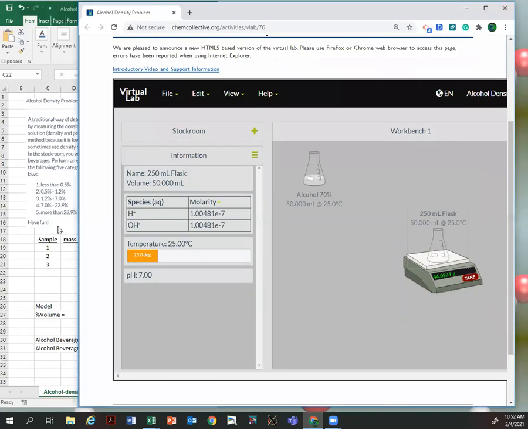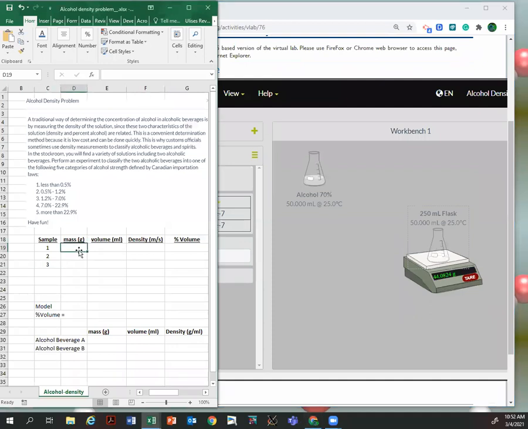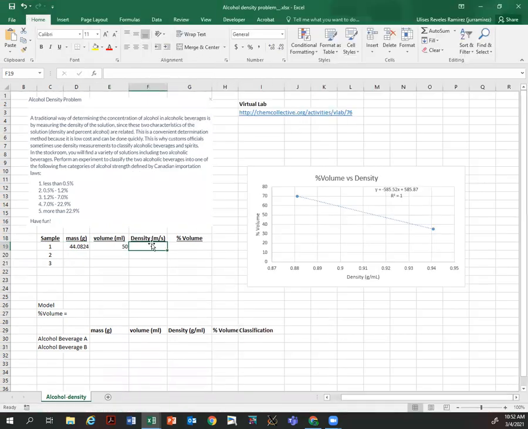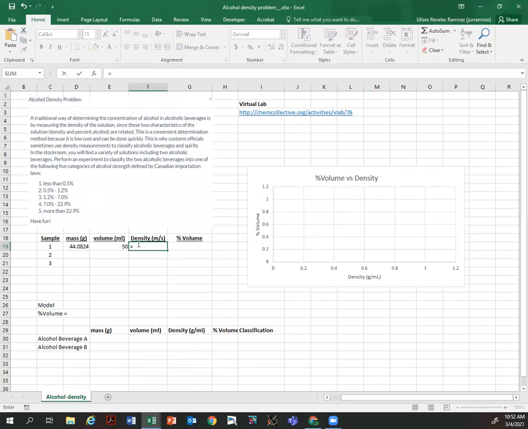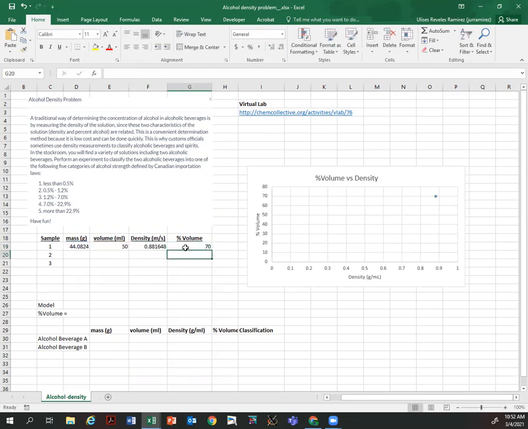So I can enter those numbers. Here I have an Excel worksheet, in which I can put the mass, which is 44.084 for a volume of 50. And now I can calculate density, because density is mass over volume. And we know that this corresponds to 70% concentration by volume. We have one point, but we need more points because we need to find the relationship between these two variables.